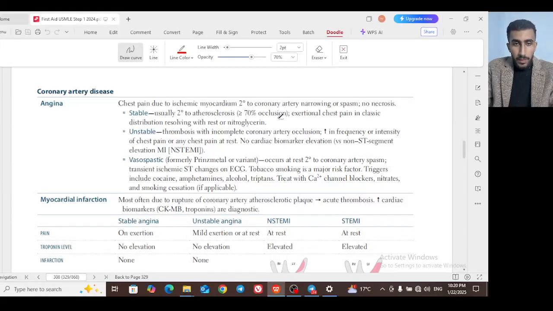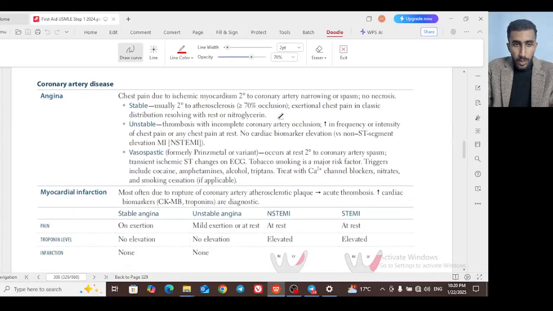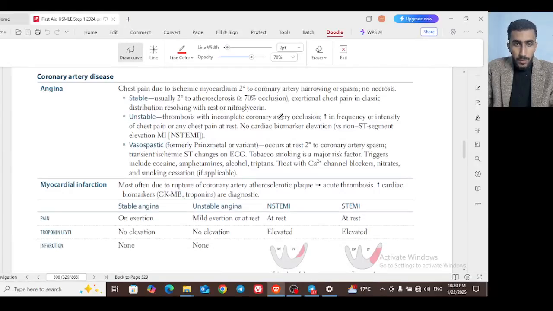Muhammad Hamid, an ECFMG certified physician, and I want to talk a little bit about coronary artery disease in the cardiovascular system of the USMLE Step 1 exam. So about coronary artery disease, first it is subdivided into angina and myocardial infarction. You know that in angina, there is no death of the tissue.